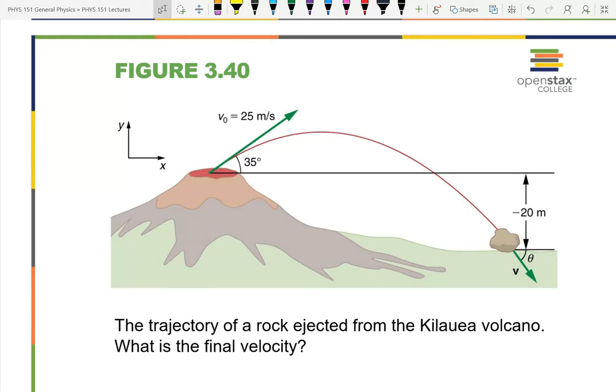How can we go about solving this? I'm not actually going to solve it because I think I'm going to run out of time if I do. How would you go about solving this?